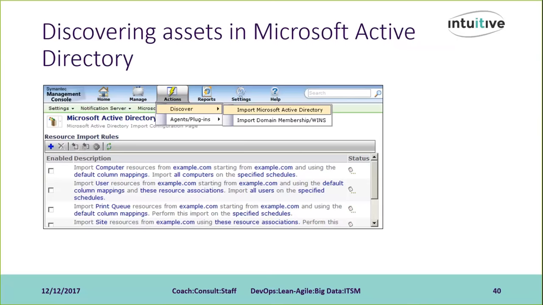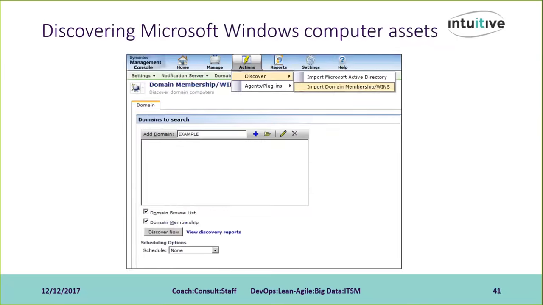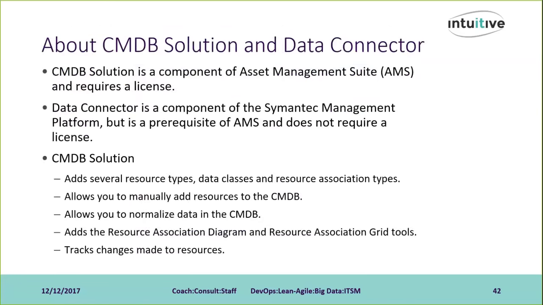Discovery of assets. We can discover assets based on domain membership, again in the same neighborhood. We can skip through most of that. So let's take a look at importing via Data Connector.